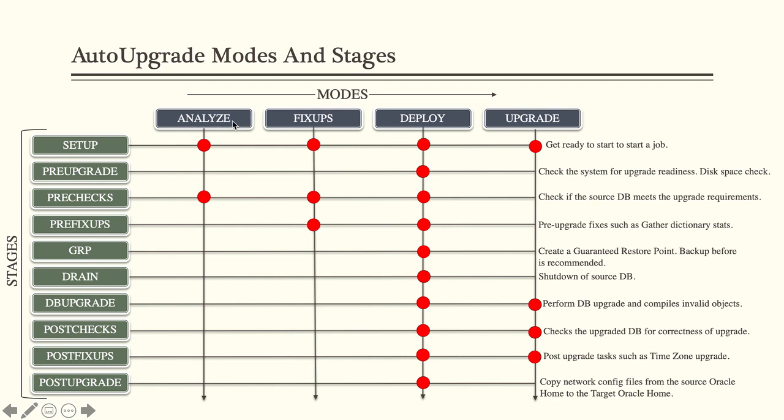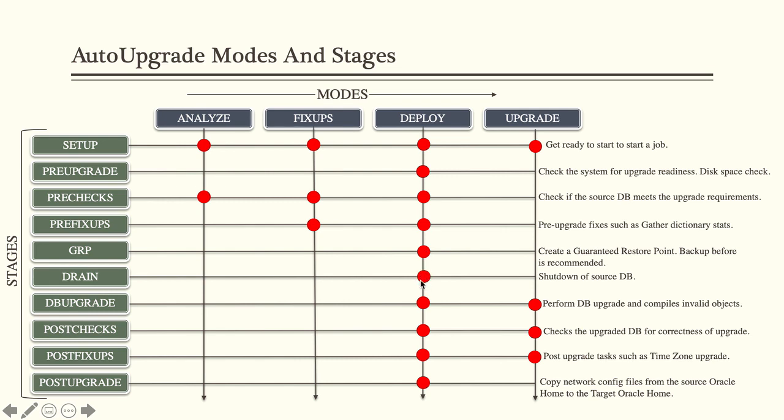Somebody asked, what if I want to run the upgrade directly without doing analyze and fix-ups separately as 2 steps? I said directly go to the deploy mode and start your auto upgrade for those databases in your config file in deploy mode. Now this is the only mode which will perform all the activities. It says I am going to do setup, I am going to do pre-upgrade tasks, I am going to do pre-checks, and if there are any non-compliances, I am going to fix up all those non-compliant items. Then I am going to take a guaranteed restore point.